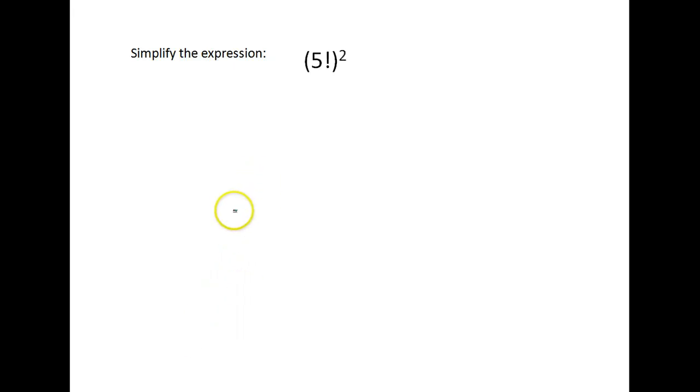Okay, we're going to talk about how to calculate a factorial. The factorial is this symbol right here. It looks like an exclamation point. What a factorial means is you start with the number that's given and you multiply it by every number smaller than that until you get to 1.